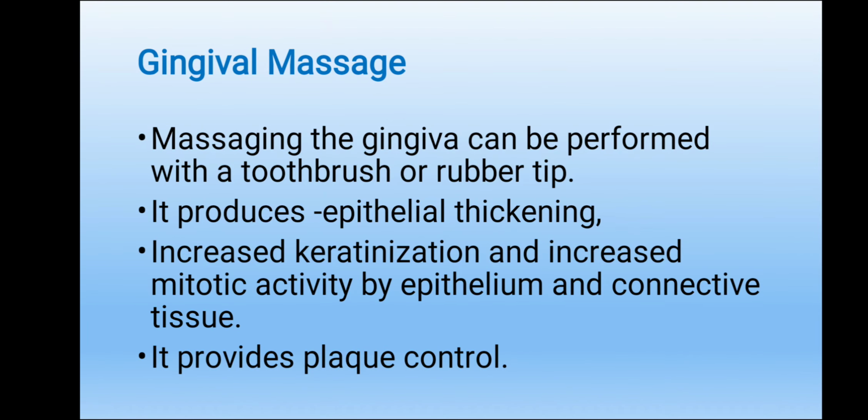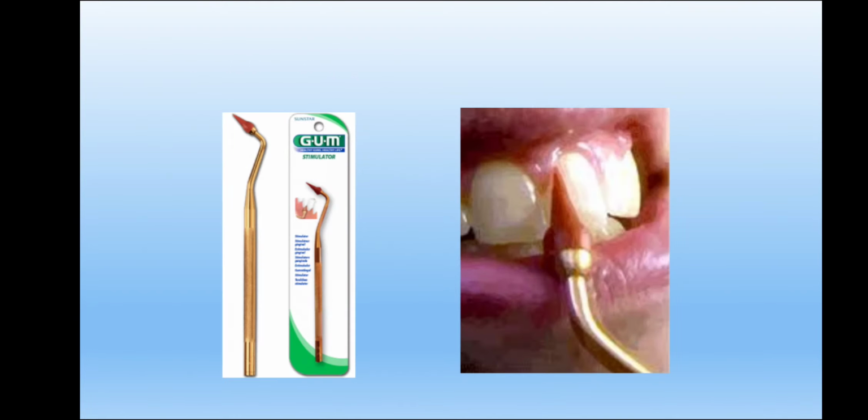Gingival massage. Massaging the gingiva can be performed with a toothbrush or rubber tip. It produces epithelial thickening. It increases keratinization and mitotic activity of the epithelium and connective tissue. It provides plaque control. Let's see how. It stimulates the gingiva and also helps in removing the plaque.